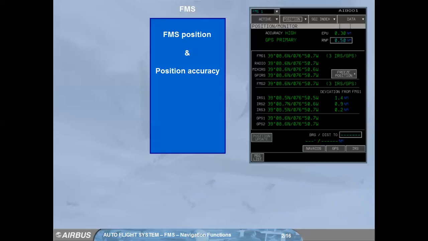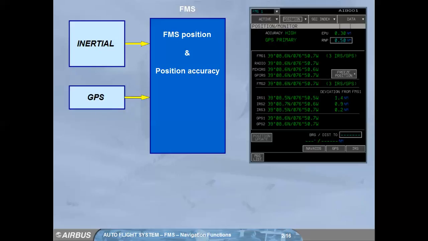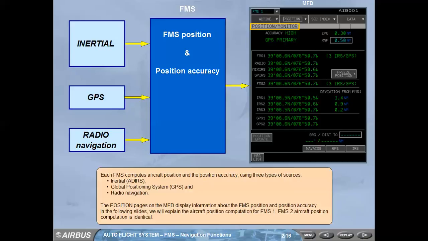The FMS computes aircraft position and the position accuracy using three types of sources: inertial, GPS, and radio navigation. The position pages on the MFD display information about the FMS position and position accuracy. In the following slides, we will explain the aircraft position computation for FMS-1. FMS-2 aircraft position computation is identical.